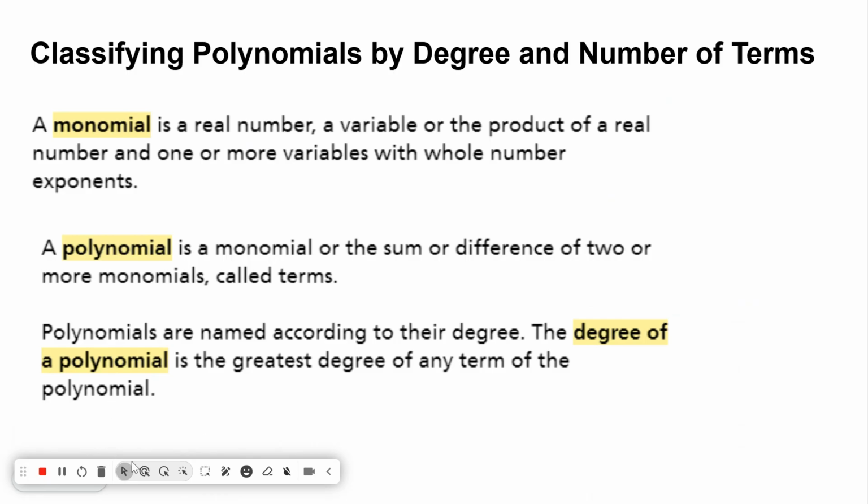Okay, so again, when we talk about polynomials, we are talking about a group of what are called monomials. So a monomial is a real number, a variable, or the product of a real number and one or more variables with whole number exponents. So there's a lot of vocab in there, right? We're talking about a real number, a variable, which is a letter, and then we talk about product, which means multiplication. And again, these variables might have whole number exponents.